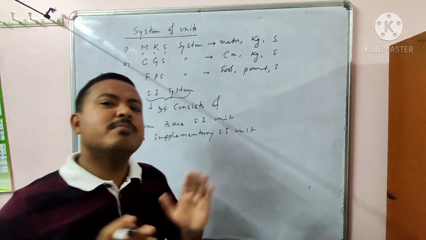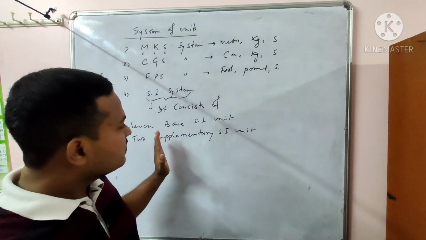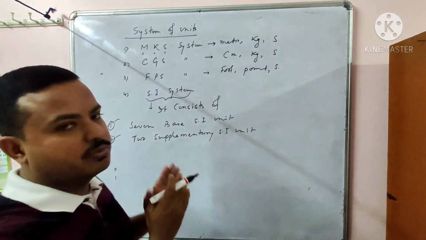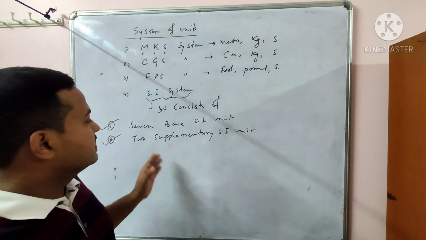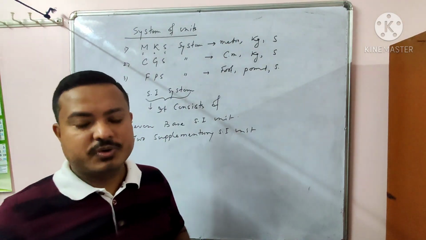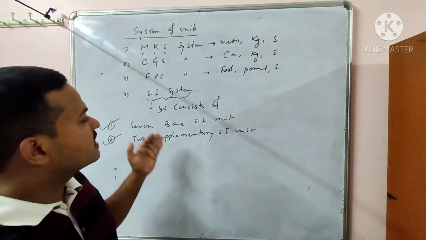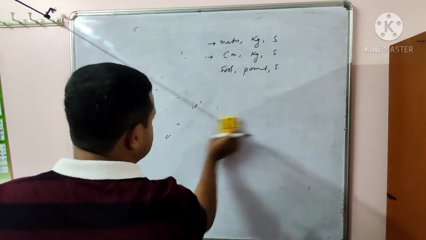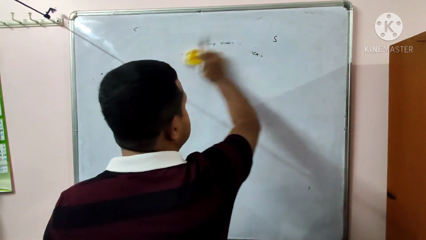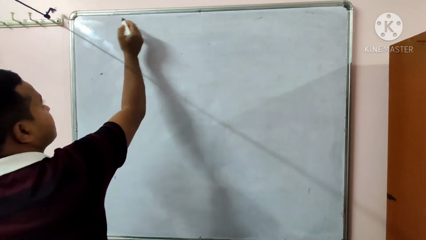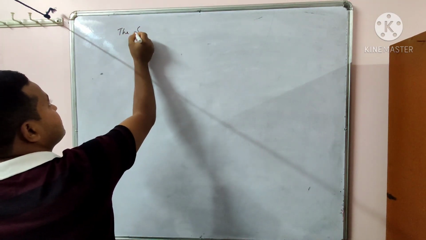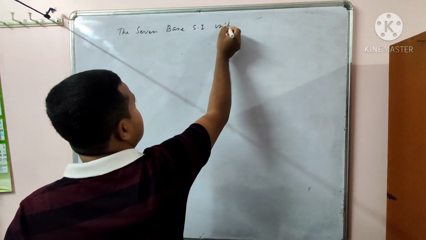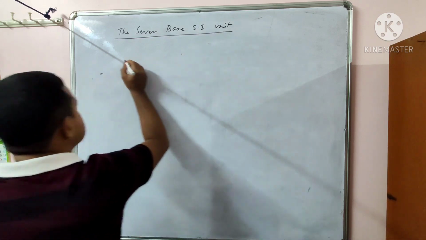Just remember these things. It is not so much conceptual, it is direct. It does not contain complex concepts. So just remember these things. If questions come directly, you can answer from here. Now let me discuss the 7 base SI units. What are the 7 base SI units? Just remember them.